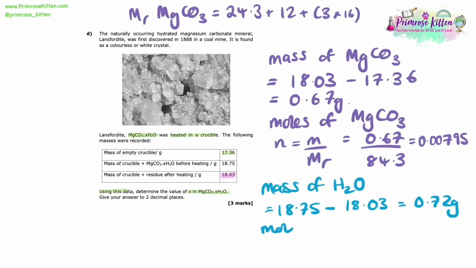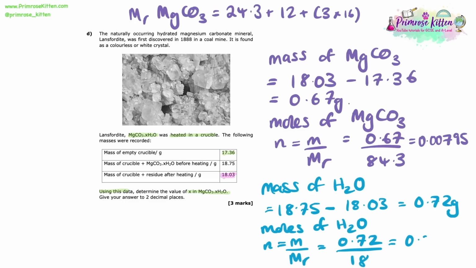So now that we have that, we can work out the moles of the water. That's just going to be mass over Mr. I know the Mr of water is 18, but of course work it out if you're not familiar with that yet. So here I have 0.72 divided by 18, which gives me 0.04.